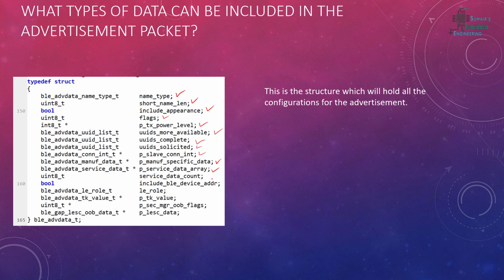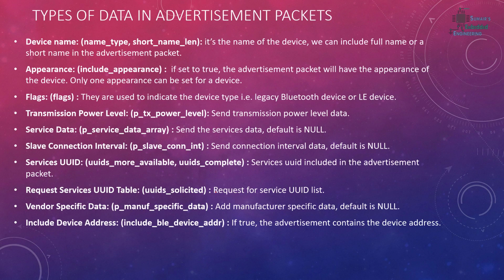We have service data array, and then we can also include the services data. These are basically relevant to the security, and we will see that as well. So let's first see what are the important parts of this. The first one is the device name. From this structure, I've taken out all the basic things that we need to understand. So the first one is the device name.